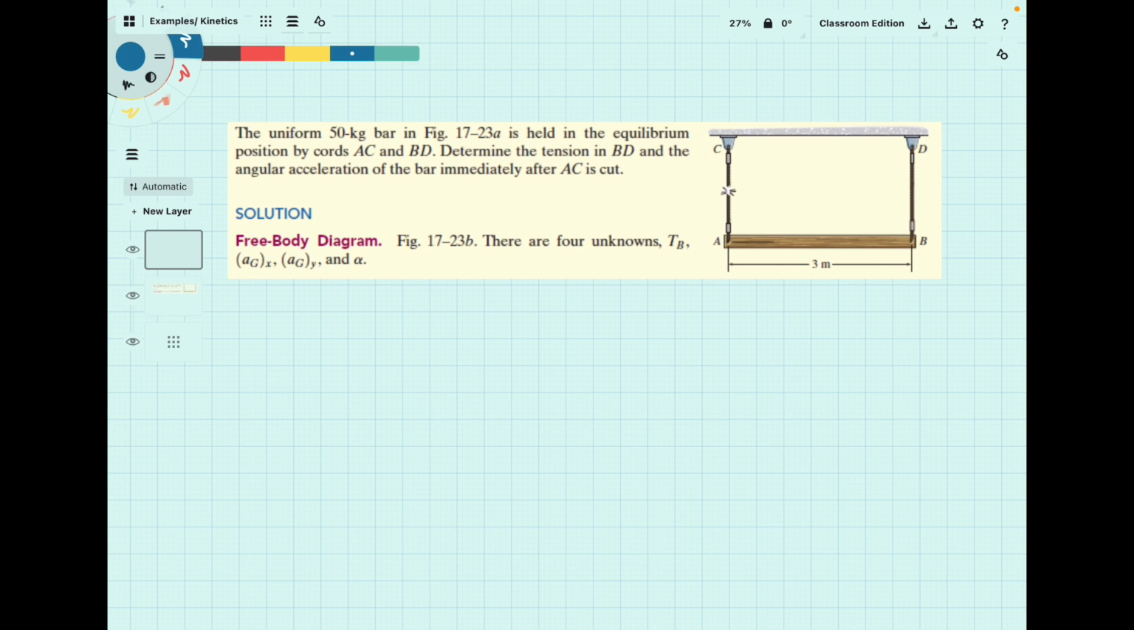Okay, here we've got a horizontal bar of known mass being supported by two cables, and then at some instant one of the cables is cut, and essentially immediately after that the bar would start to drop, and since it's still supported by the other cable, it's going to rotate as it falls. And we're looking for the tension in the remaining cord and the angular acceleration after AC is cut.